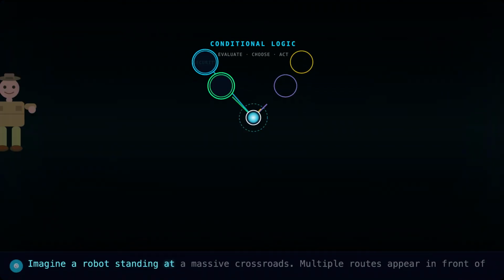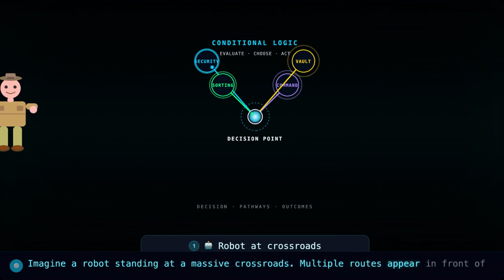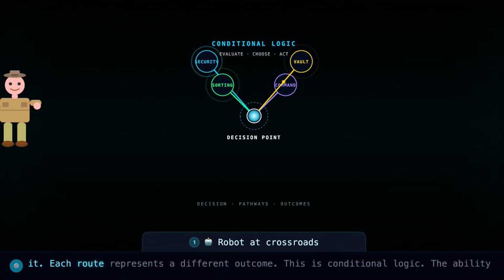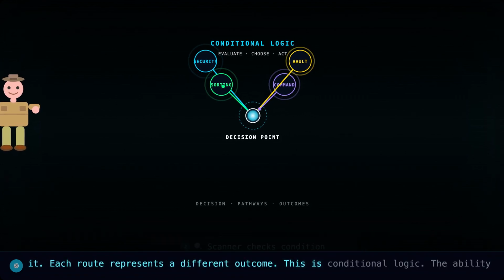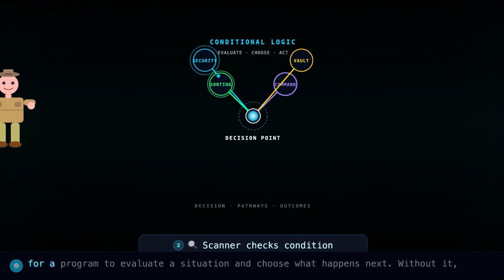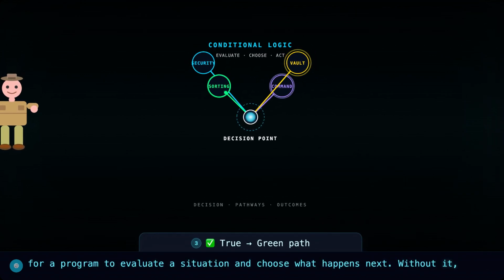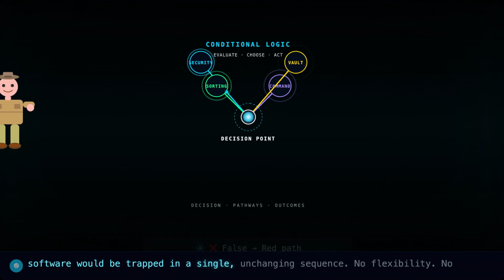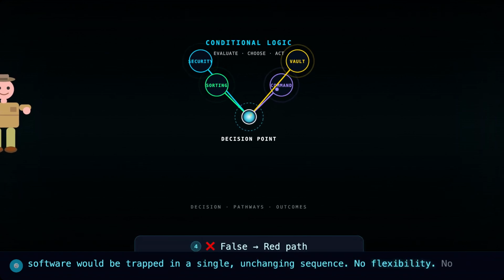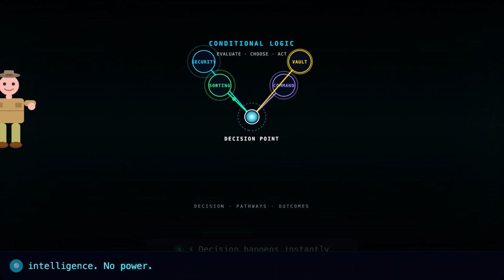Imagine a robot standing at a massive crossroads. Multiple routes appear in front of it. Each route represents a different outcome. This is conditional logic, the ability for a program to evaluate a situation and choose what happens next. Without it, software would be trapped in a single, unchanging sequence. No flexibility, no intelligence, no power.